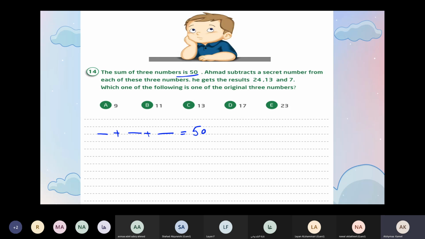Okay. Which one of the following is one of the original three numbers? Who has any idea? Number 14. I know it. It's 13. I know the secret number. What is the secret number, Jana? 13. 2. 2 is not from the choices. No, it's not 13.